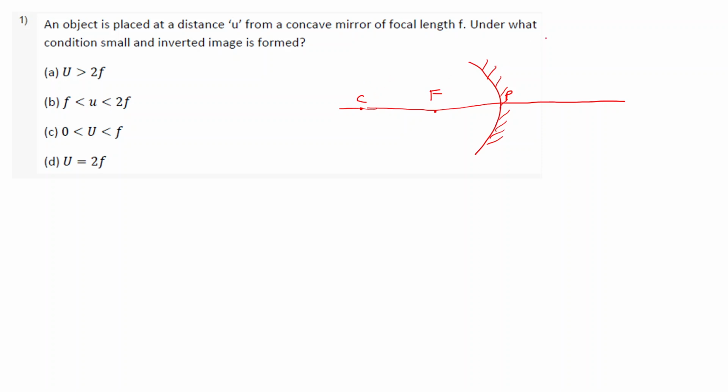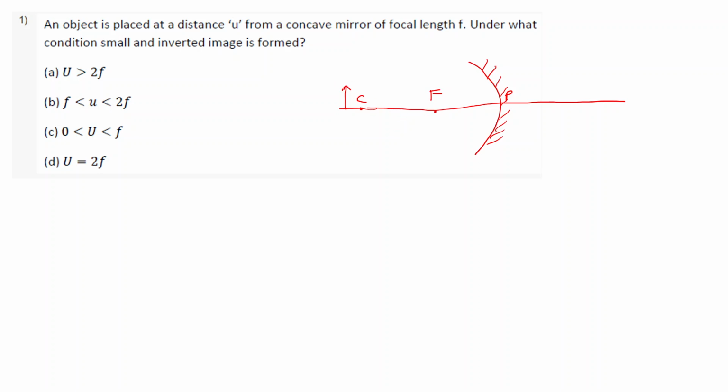Now the question is, under what conditions is a small and inverted image formed? So for this, we know for a concave mirror, until we come to the focus, we were getting an inverted image which was real also. So this case is when the object is kept beyond the center of curvature, then we get the image which is formed between C and F, and the size is also small.